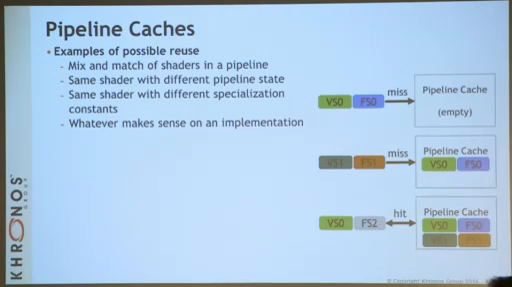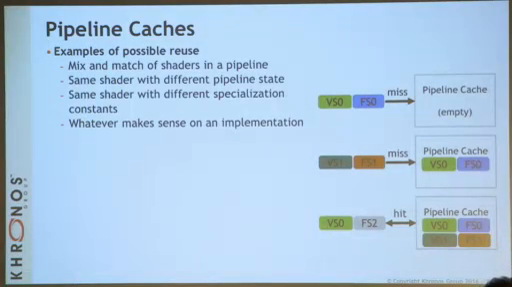So some examples of how pipeline caches can reuse things. For example, if an implementation supports separately compiling shaders, like vertex and fragment shaders, then if you have one you've already compiled and then you mix and match it with a different shader, that could hit in the cache. Alternately, if you have the same combination of shaders with just different pipeline state, and that pipeline state doesn't affect the shader compile, then that could also hit in the cache. Or if you have the same shaders with different specialization constants, that could hit. And really, it's just whatever happens to work for an implementation. There's a lot of freedom for the drivers to optimize this, doing whatever is best for their system.